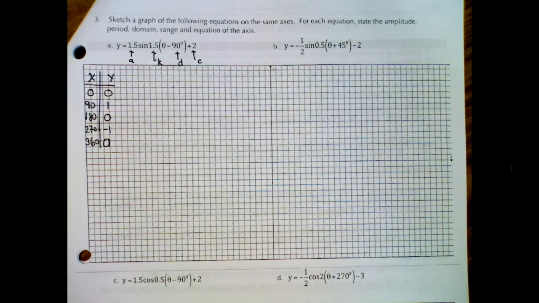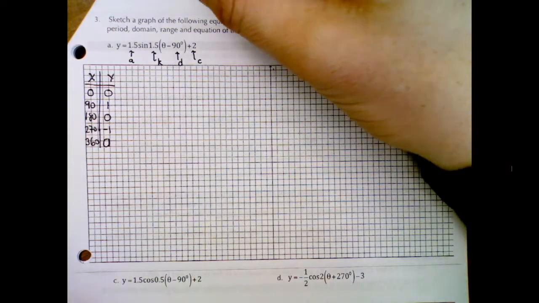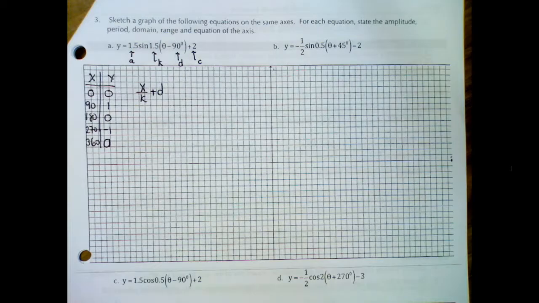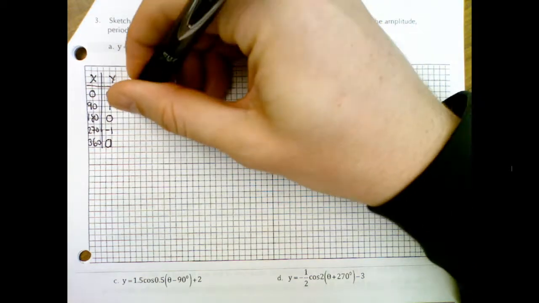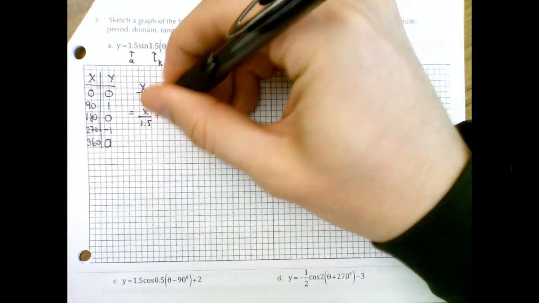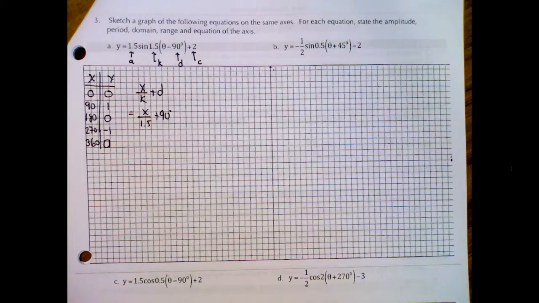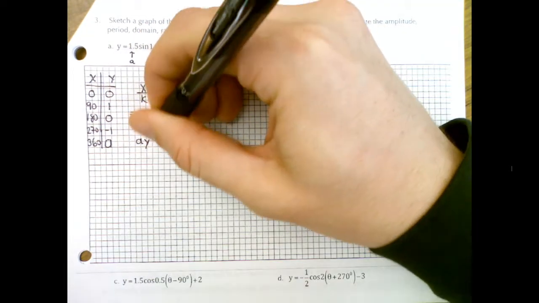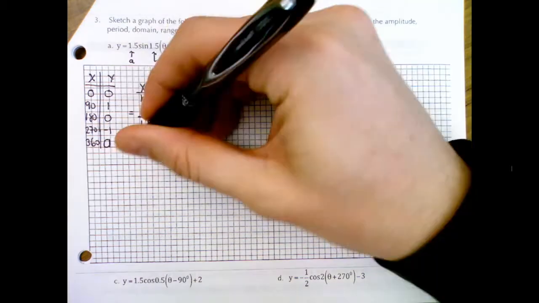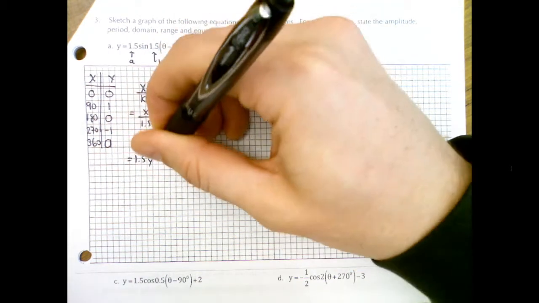So what we're going to do is write some mapping notation. We'll start with the x's. The x's are x over k plus d. So if I fill that in, I get x over 1.5 plus 90. It's a little sloppy to have a decimal and a fraction, but we're going to leave it because we're just going to use that tool to come up with our points and then kind of ignore it. The y's would be ay plus c. Our a is 1.5 and our c is 2, so we get 1.5y plus 2.